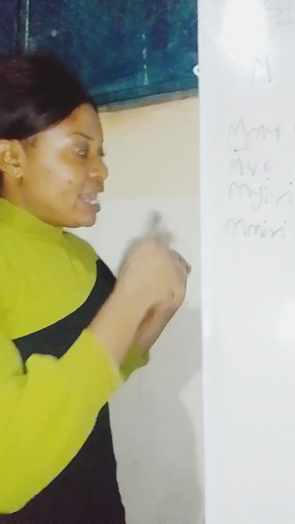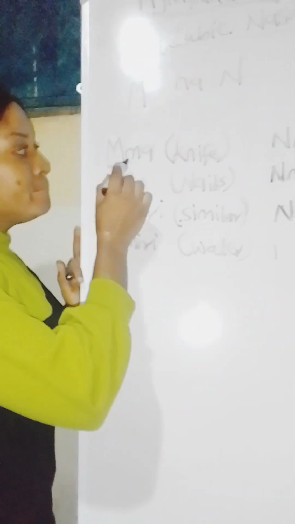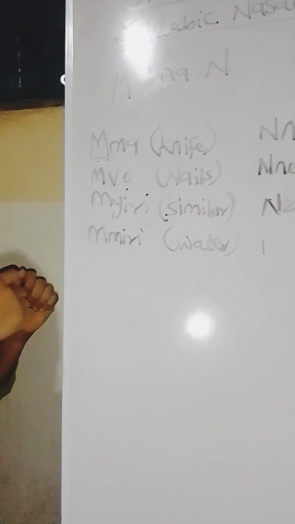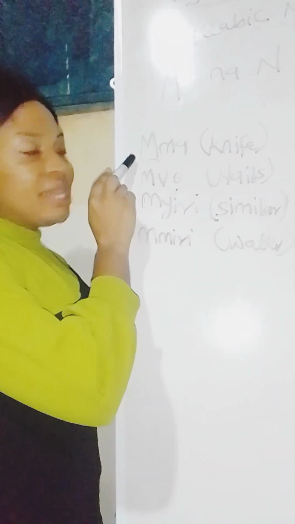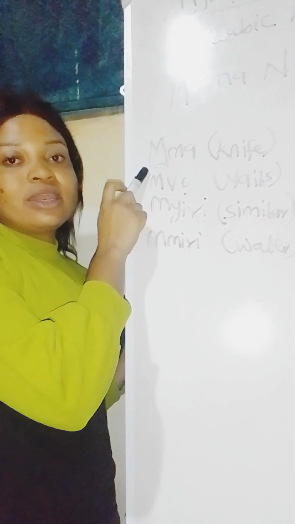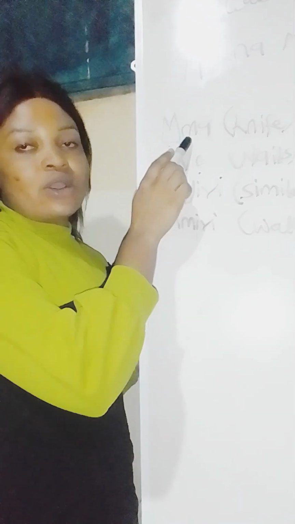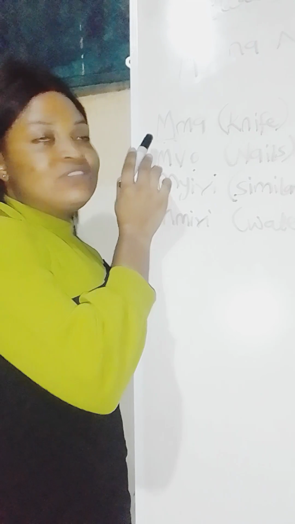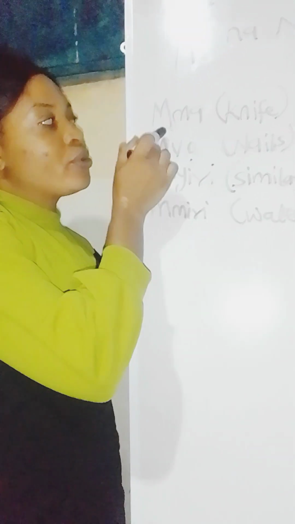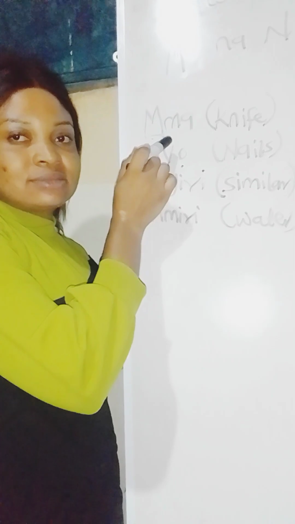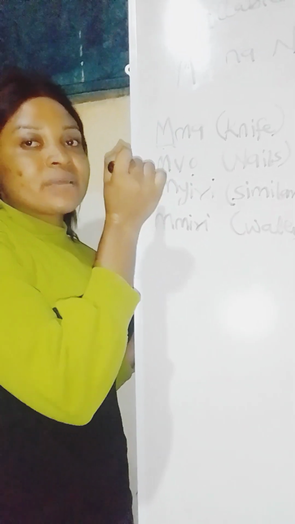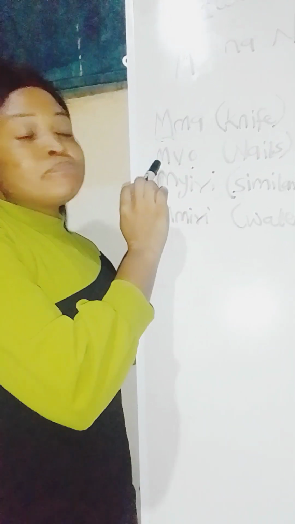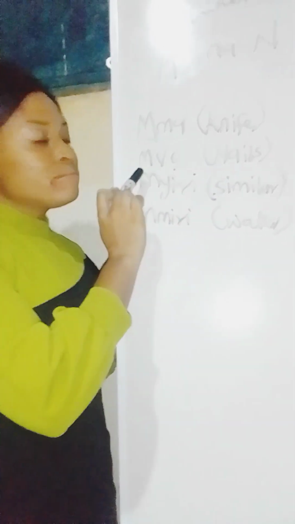So let's see here. This is mma, which is knife. The first m here is working as a syllabic nasal, while this second one is working as a consonant. It's because of the work of this m that made you able to pronounce ma. You see that it has sound on its own.